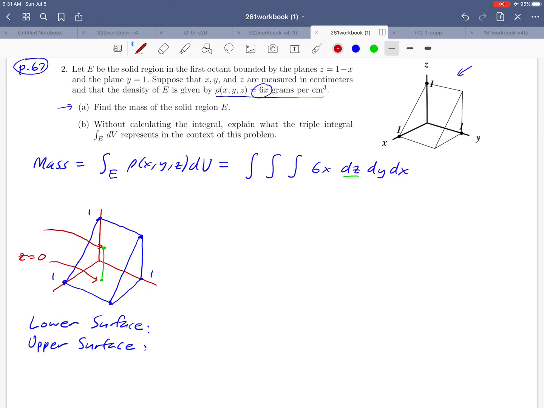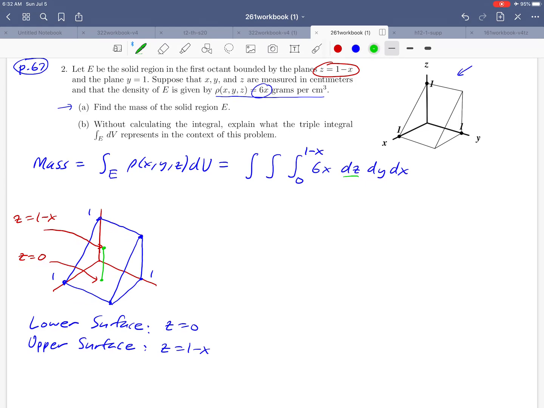And then what about at the top? What is the equation of the surface that's at the top of our region? Well, that's the plane z = 1 minus x in this case. So we've just found the lower and the upper surface, and we can go ahead and fill that in as our limits of integration in the z direction.